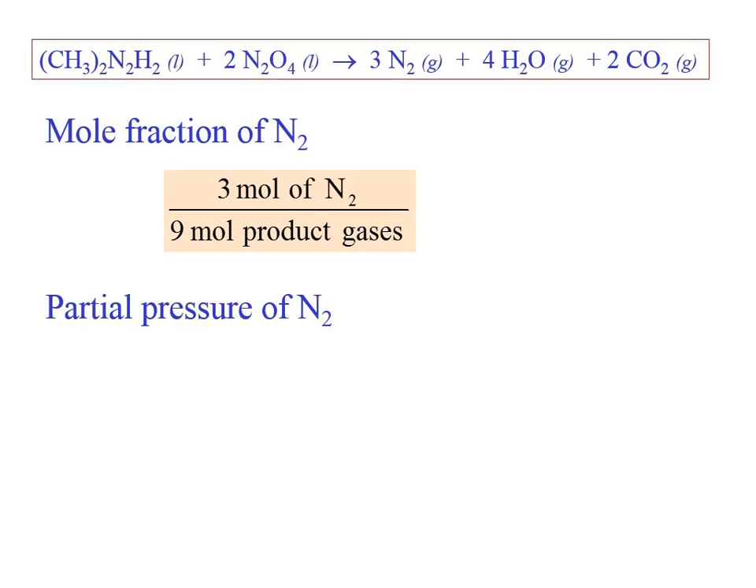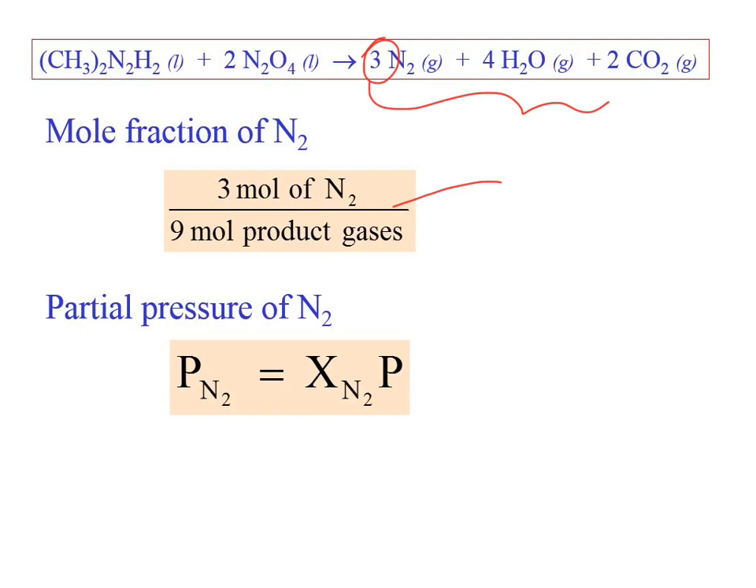There's a couple of different ways, I think, to work it. But if we go back, we know the total moles of product gases. We could say that the mole fraction happens to be the coefficient in front of the N2, 3 moles for every 9 moles. So that's where that came from.